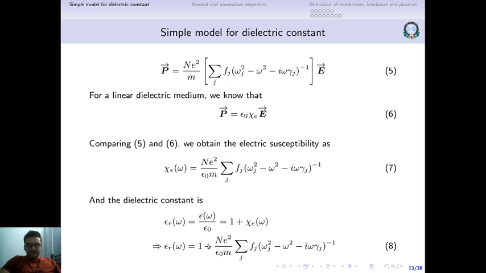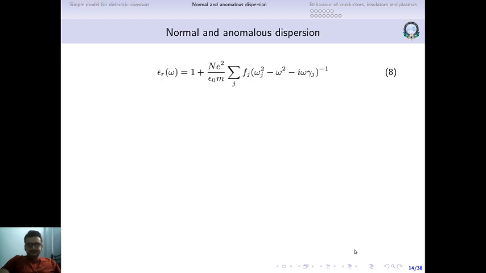So epsilon r is equal to 1 plus N e square by epsilon naught m, summation over j of fj times (omega j square minus omega square minus i omega gamma j) to the power minus 1. So that's equation number 8. Moving forward, this will now allow us to distinguish between normal and anomalous dispersion.